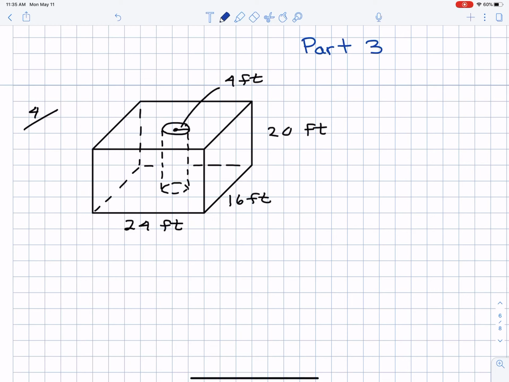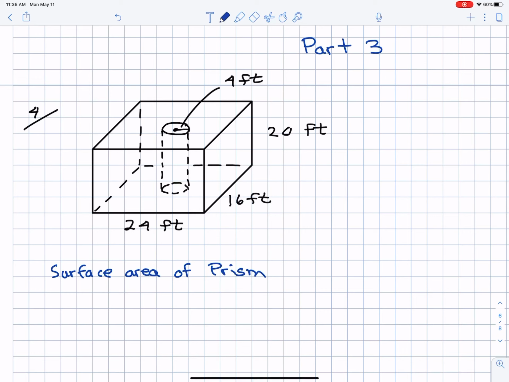So I think you'd agree, one of the things I'm going to have to do is find the surface area of the prism. So I'm going to say surface area of prism, so of my rectangular prism. That's all the outer parts of the box.